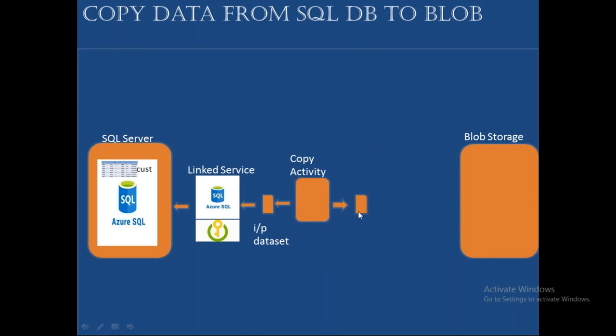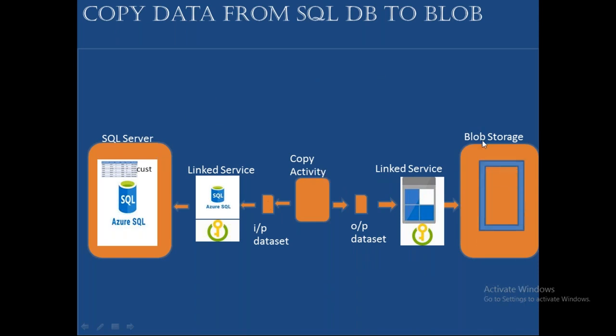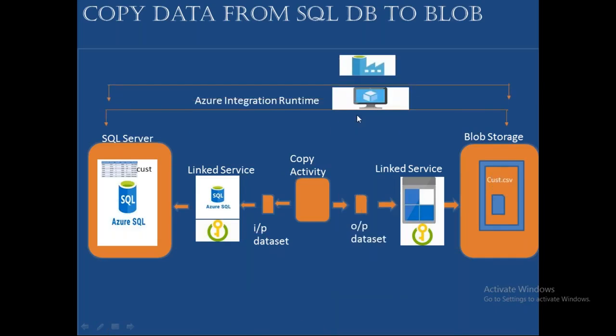But if you want to create a dataset, what do you need to have? You need to have a linked service for Blob. I have created the linked service, then I will create the output dataset. By using this input dataset and output dataset in copy activity, I will copy data from Azure SQL Database to the Blob storage. Who is going to do all this? When I run this, my data will be copied into the Blob storage. It is the Azure integration runtime, which is managed by our Azure Data Factory.